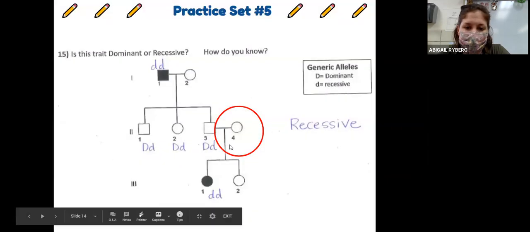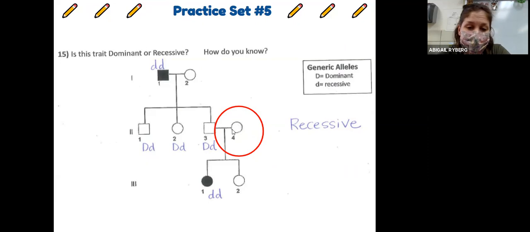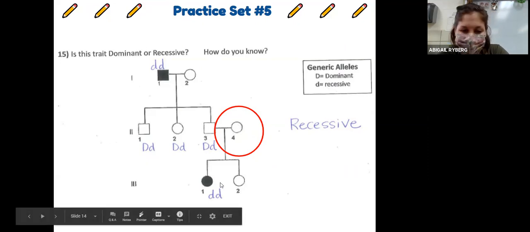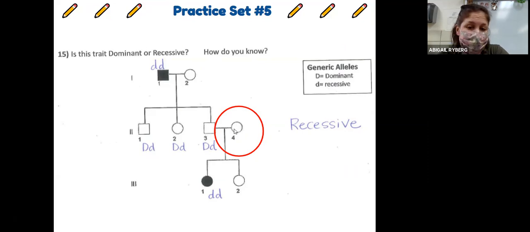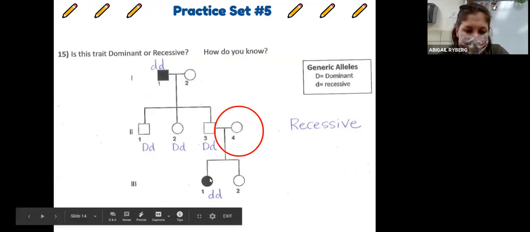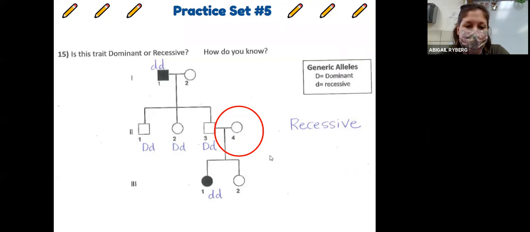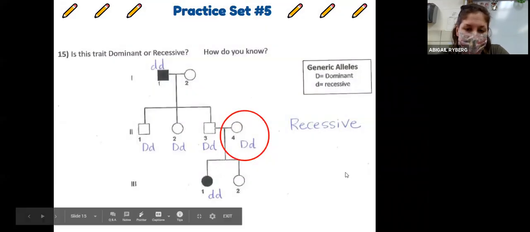Now, if we hop over to this spouse, so this female came into the family and they had two babies. We know that she doesn't have it, so she has to have a big D, but they had a baby with little d, little d. So this individual must have gotten a little d from each parent. So that means we know that this mom here is heterozygous.